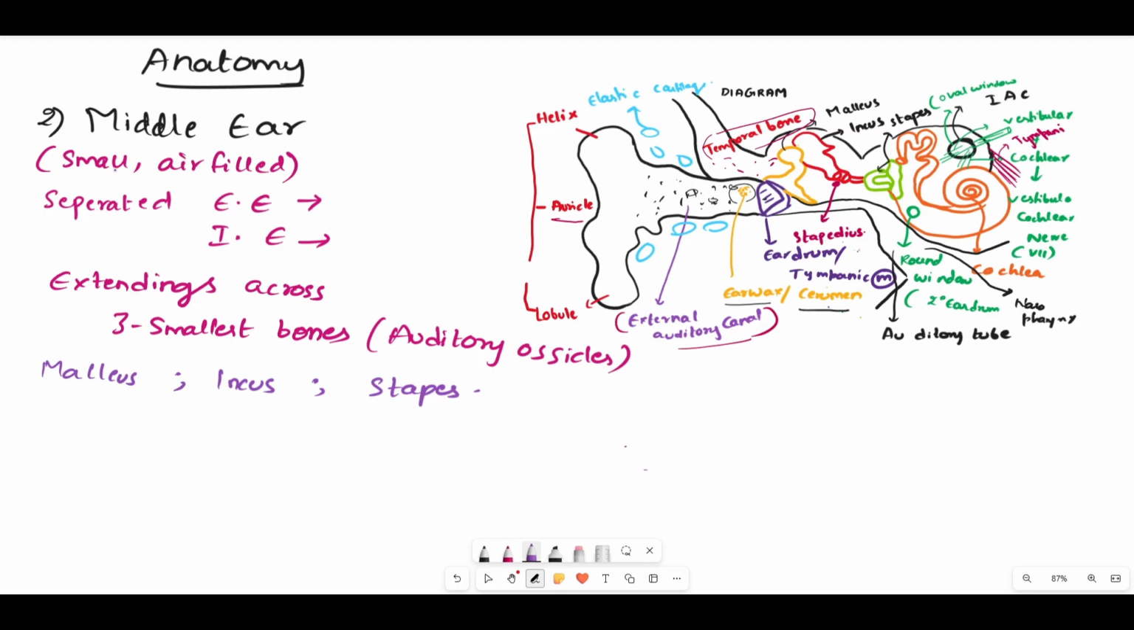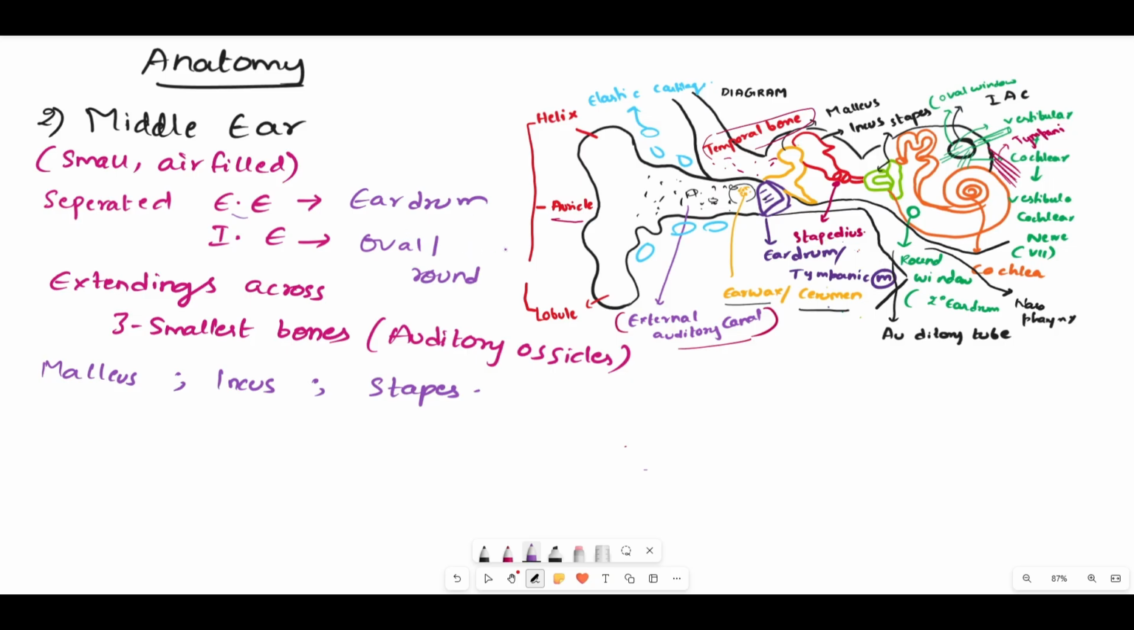The middle ear is one of the smallest air filled cavities. It is generally separated from the external ear and the internal ear. It is separated from the external ear through the eardrum. It is separated from the internal ear through the round window and the oval window.